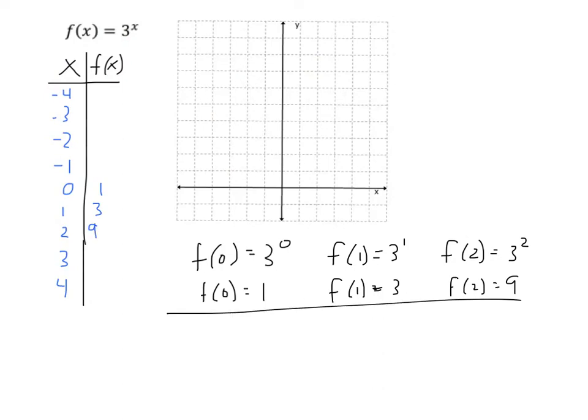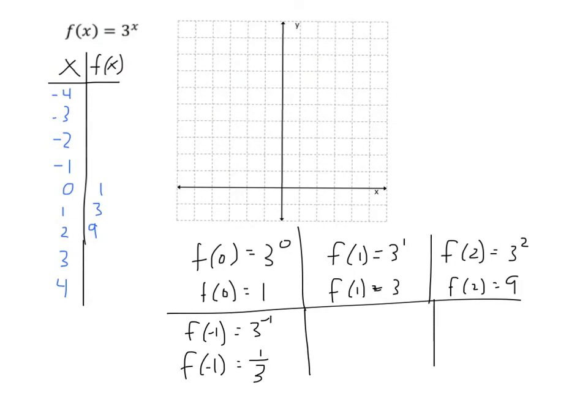Okay, let's do some negative powers now. What happens when I input a -1? f of -1 would be 3 to the -1st power, which is a third. So this is going to be 1/3. Now let's do an input of -2. What happens when I input -2? f of -2 would be 3 to the -2nd, and 3 to the -2nd is 1/9. So this should be 1/9 here.